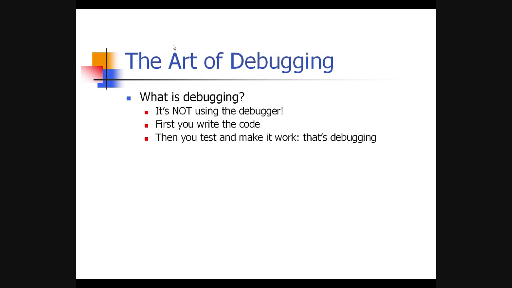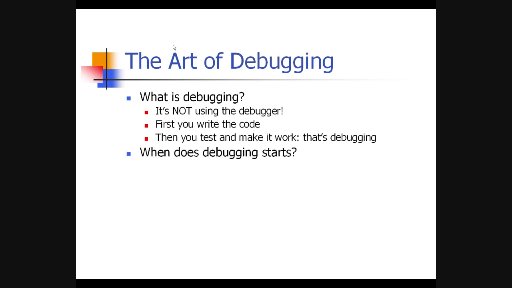First, what is debugging? Let's try to define what it is. This way we'll be sure we are talking about the same thing. It's not simply using the debugger. It goes much further than that. So, how do you debug? Well, first you write the code, and then you test and make it work. All that process is debugging.